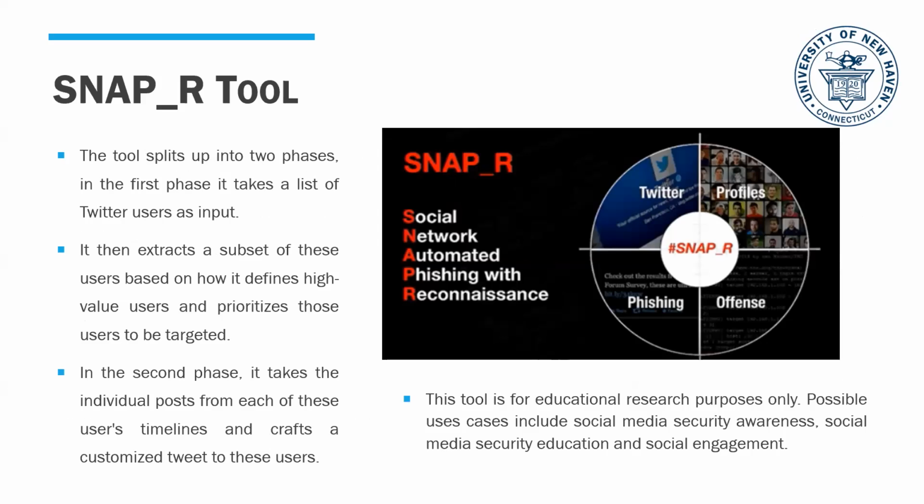The tool splits into two phases. In the first phase, it selects a targeted Twitter user from the list, and in the second phase, it scrapes and creates a customized tweet for each and every user based on the content that they have posted in tweets and their profile summary and descriptions. The idea behind building this tool is solely for educational purposes, and this tool can be used as an example or a model for social media security awareness and social media security engagement.